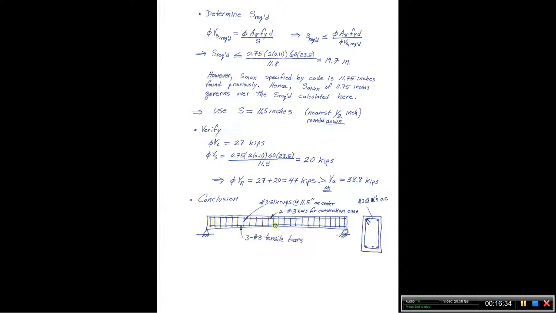And you can see here now, we have our beam, we have our 3 number 8 tensile bars on the bottom, we have our number 3 stirrups at 11.5 inches on center throughout the whole length of the span. And for construction purposes, we might have just 2 number 3 bars at the top, so that when they are putting this rebar in the formwork, these stirrups don't get knocked out of place, and they can tie the top of the stirrup to these number 3 bars that go all the way along and keep them spaced out properly.